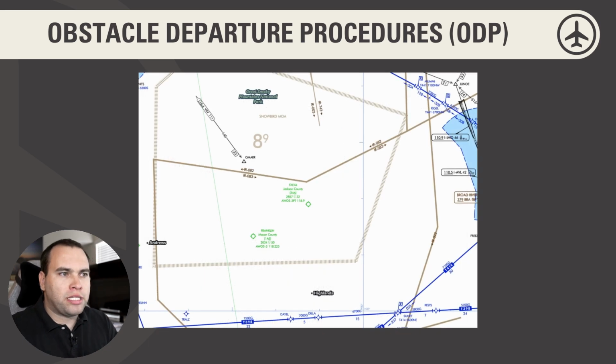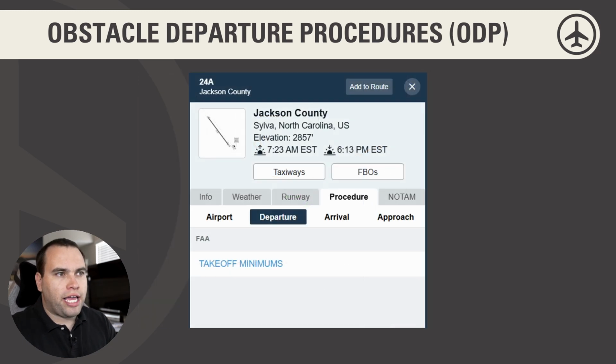But what about an airport that has a textual description? Let's take a look at Jackson County here in North Carolina. This is 24A. If we take a look in ForeFlight here, now I screenshotted the web version. It looks the same on your iPad or on your phone. We want to go to the departure section here, and you'll see a little box there called takeoff minimums. So we're going to click on that takeoff minimums box.